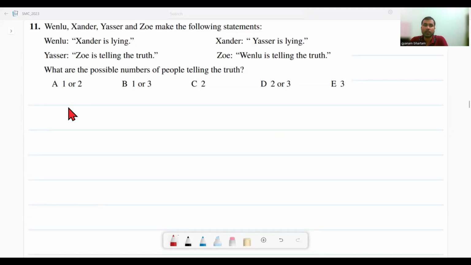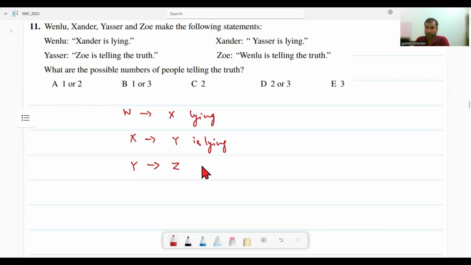Okay. In this question, W, X, Y, Z make the following statements. W says X is lying. X says Y is lying. Y says Z is telling the truth. And Z says W is telling the truth, right? What is the possible number of people telling the truth?